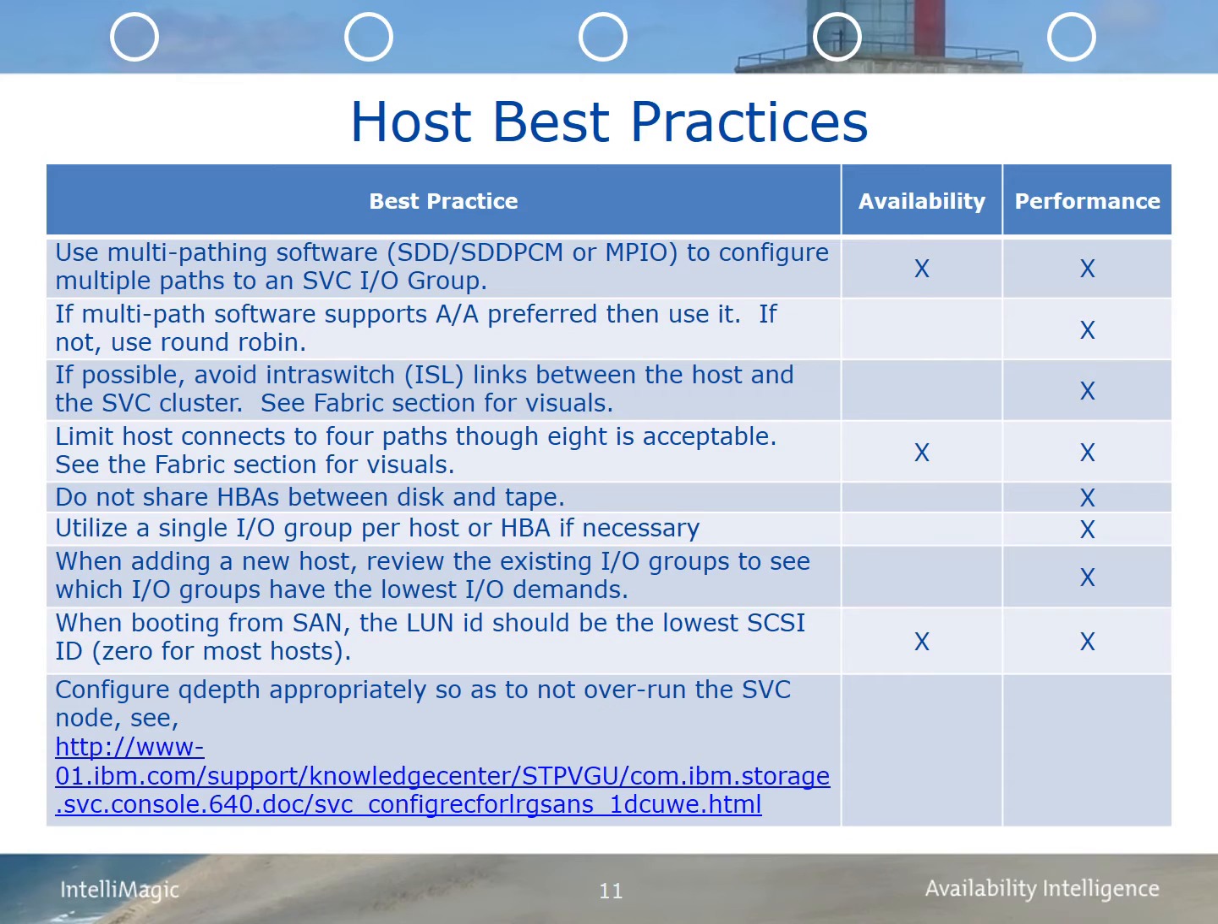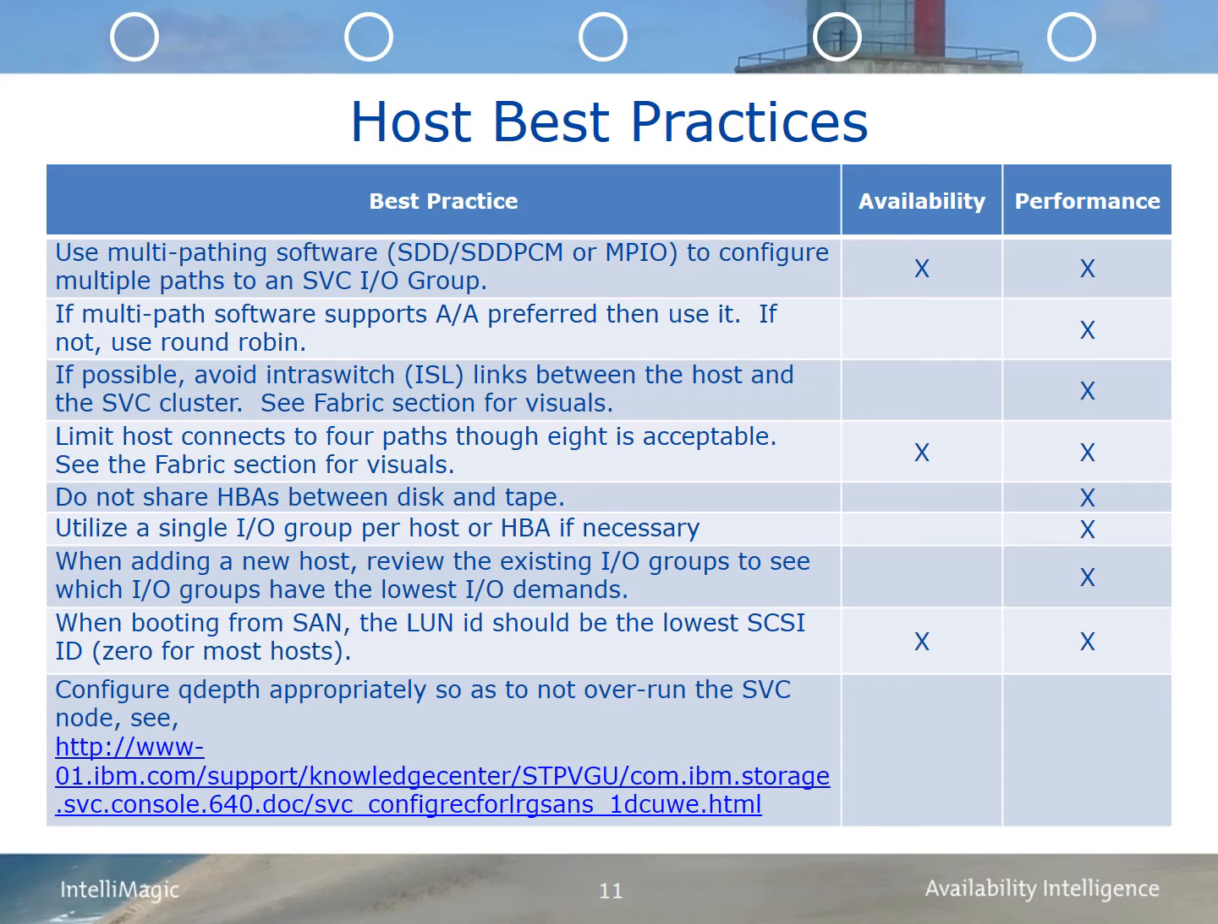Do not share HBAs between faster and slower devices, as slower devices can impact the performance of faster devices. Try to configure a single host to a single I/O group. This simplifies management and isolates I/O-intensive workloads. An exception to this practice is when the host has higher performance requirements than a single I/O group can support.